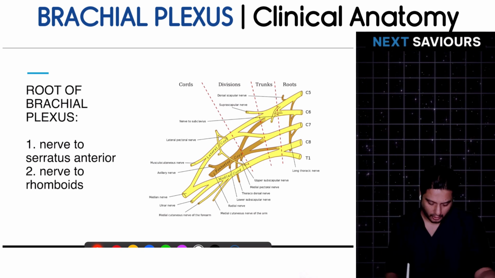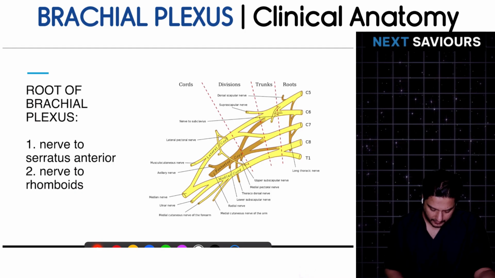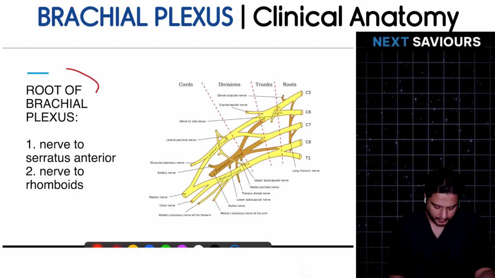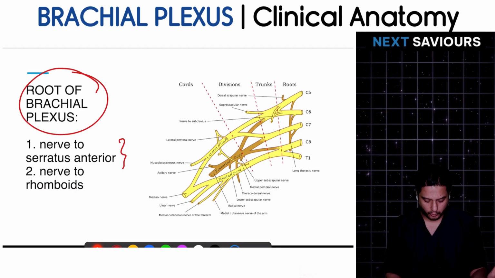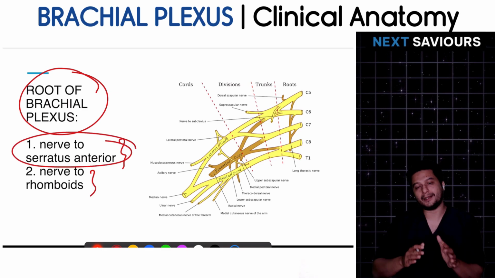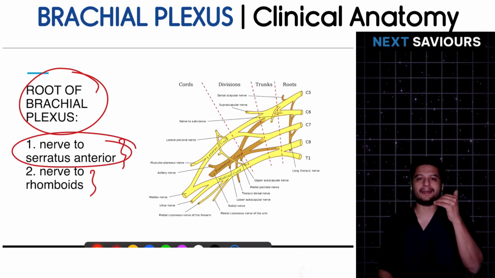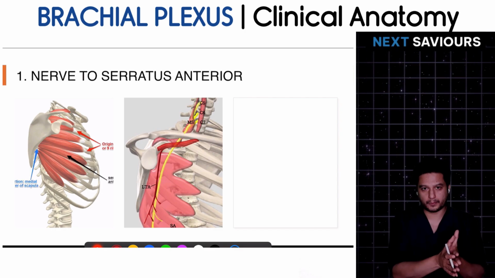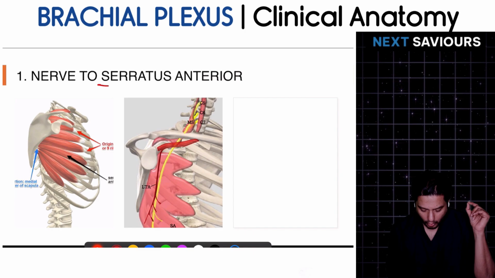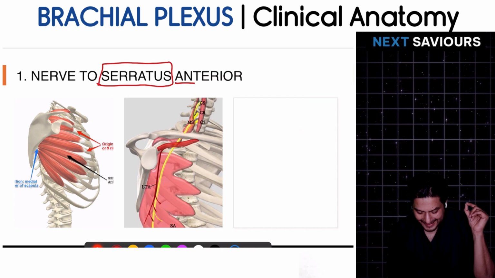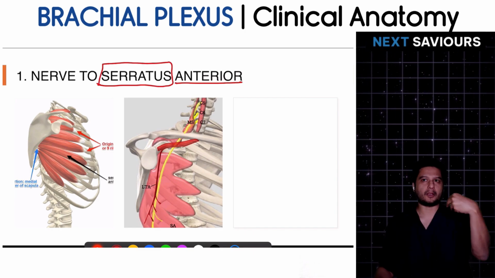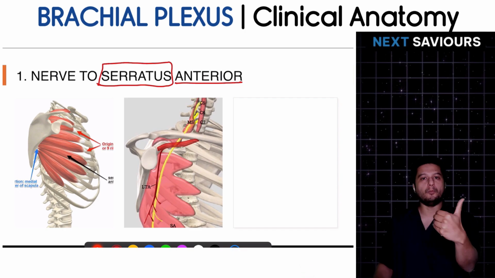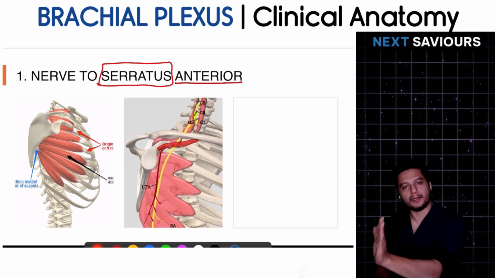As we are going to talk about the roots of the brachial plexus, the two nerves which are emerging out of the root of the brachial plexus are the nerve to serratus anterior and the nerve to rhomboids. But it is the serratus anterior in particular that the examiner tends to ask you. Now, why is it called the nerve to serratus anterior? That means because it is responsible for supplying motor activities to the serratus anterior muscle.